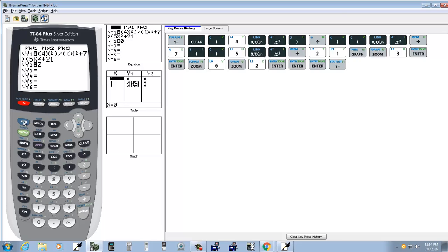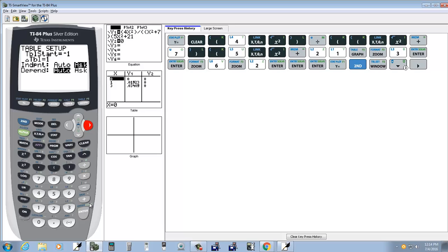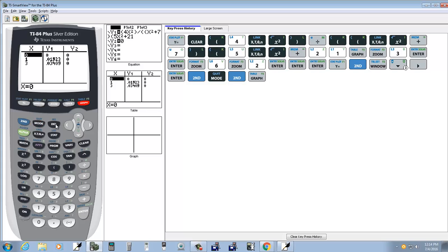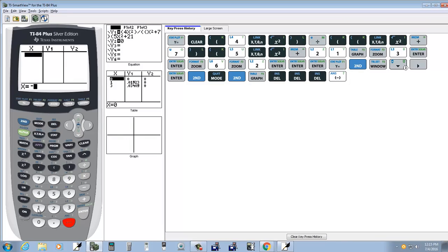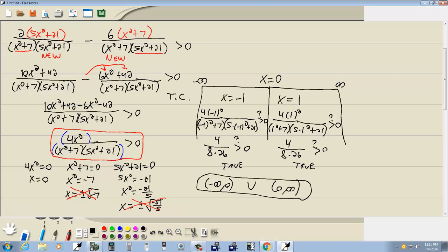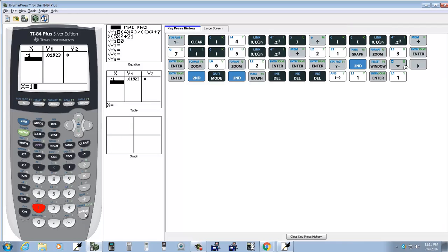Now if I set my table setting, so if I go to second window and then down arrow to independent and choose ask. Mine's already chosen, but yours probably says auto. If you right arrow over and press enter on ask, and then exit out, second mode. Now if you go to your table, you do second graph, you'll be able to enter in values. For example, we had a test case of -1. I put in -1, press enter, and I can put 1 in and press enter. And see how they both come up as positive? That's what we just said right here. They're both greater than 0.